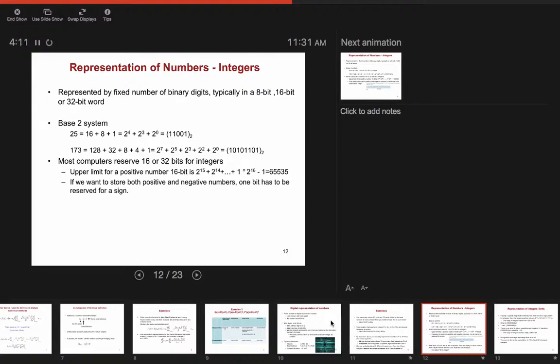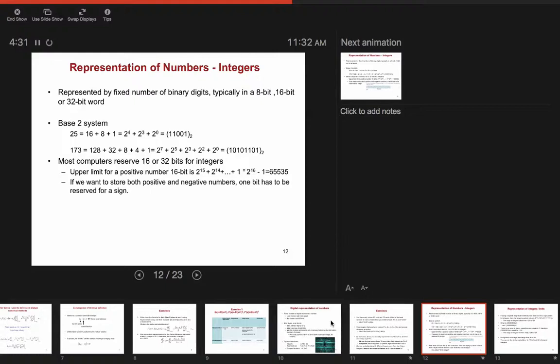Great. So if I actually had a 16-bit number, then I would go to 2 to the 15, 2 to the 14, plus all the way down to 1, which is 2 to the 16 minus 1, and that's this number. It's not a super large number. So that's what 2 bytes give me.